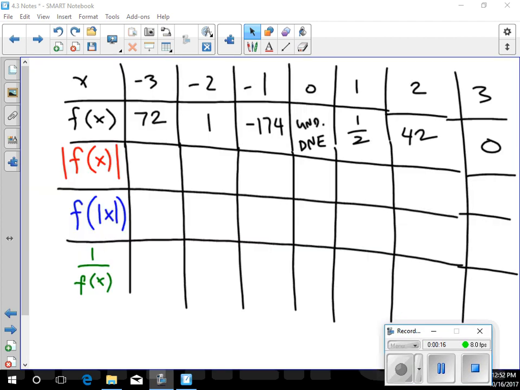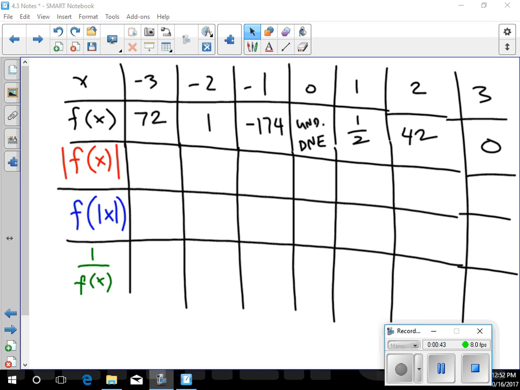Okay, those of you at home, we created a function. We called it f of x. We have the following x values, -3 all the way over to 3, and the following outputs: 72, 1, -174, undefined, also could be called does not exist, 1/2, 42, and 0. Okay, those are all made up. This is not a function that you will have typically, but let's see what happens with it.